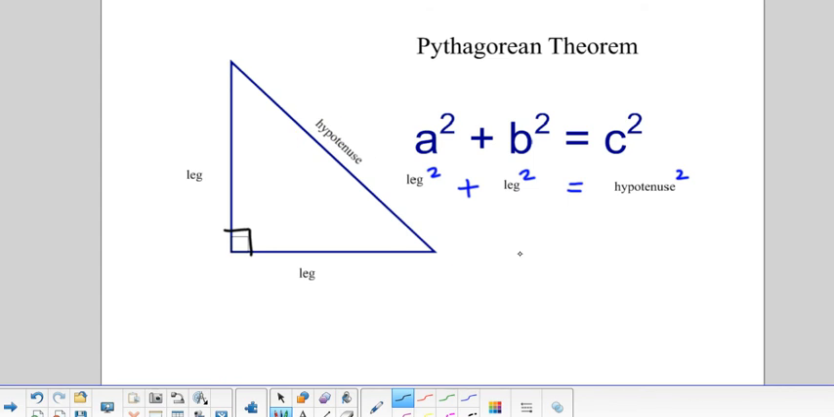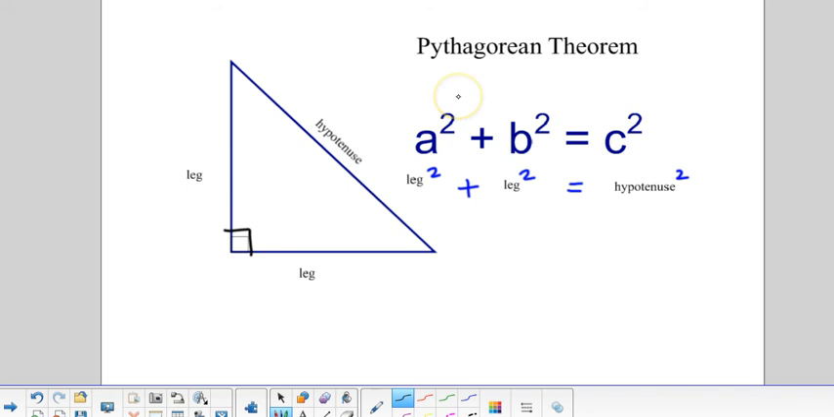Or when you were little, you called it the longest side of the right triangle, which is true, but it is the side opposite the right angle. That's always c. A and b, you could use either leg. Especially in this one, it looks like this is an isosceles right triangle, so they'd be the same.